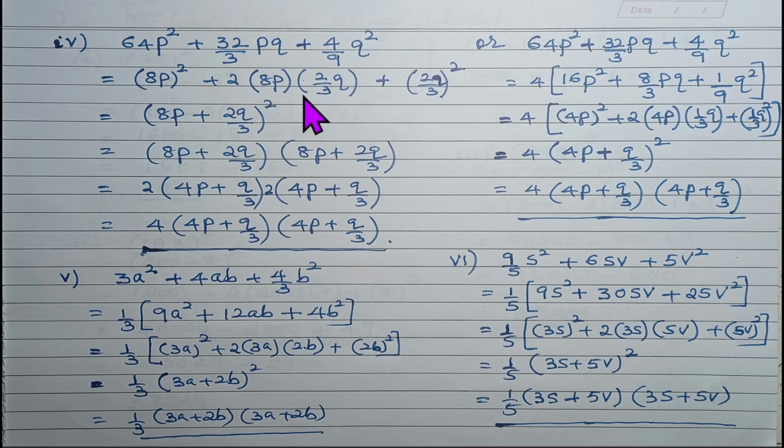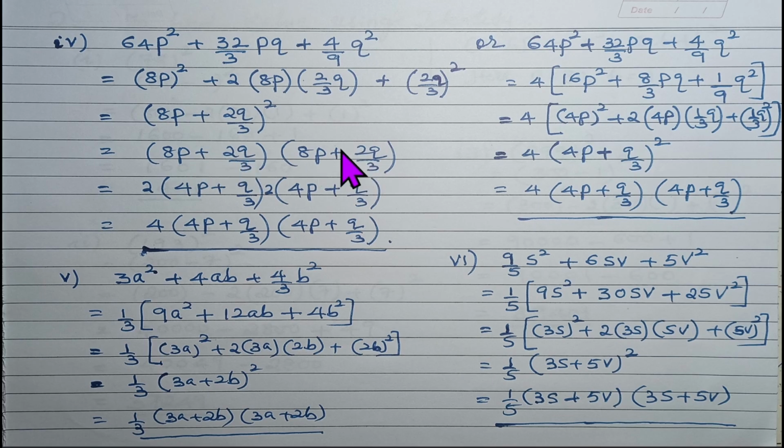If we simplify this, we get (32/3)pq, so it is 100% correct, and therefore a is 8p here and b is 2q/3. Therefore the expansion is (8p + 2q/3) whole squared. Therefore the factors are (8p + 2q/3) into (8p + 2q/3).